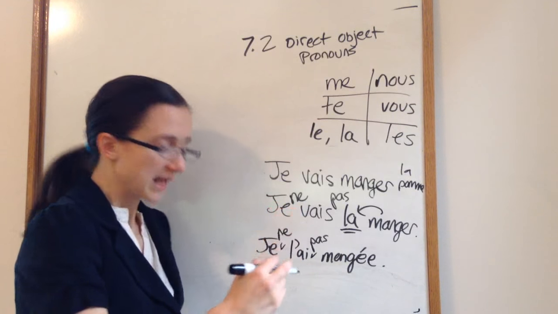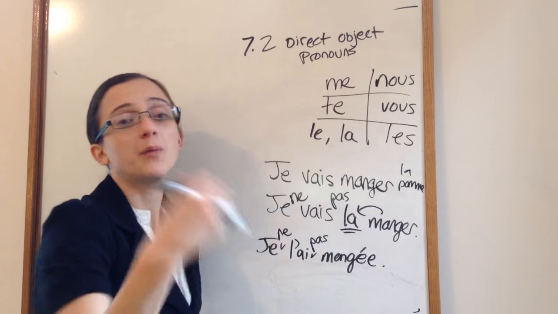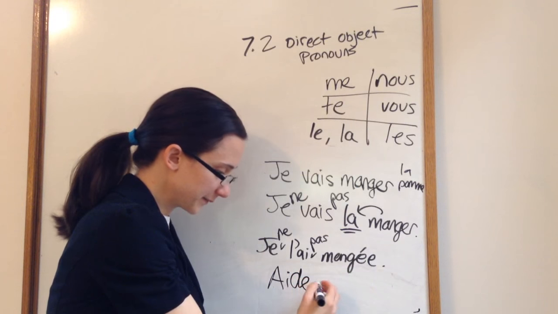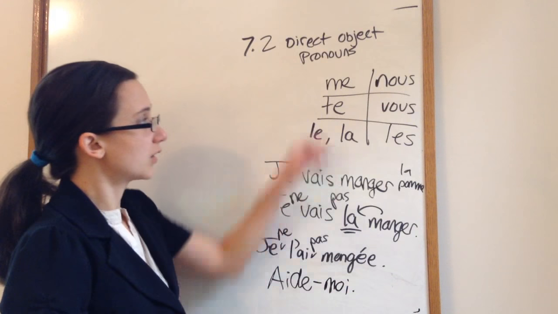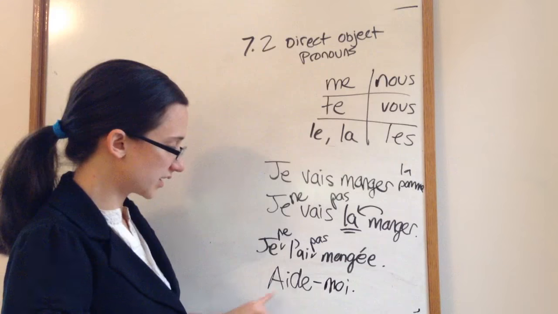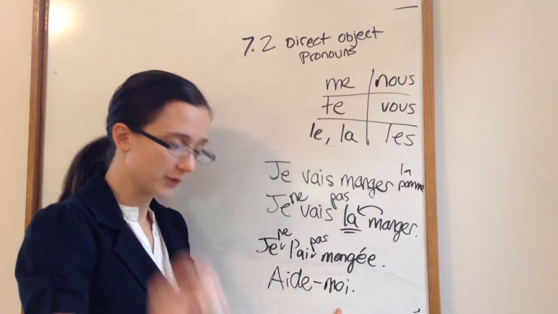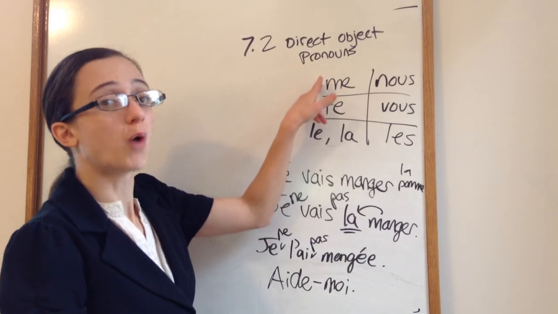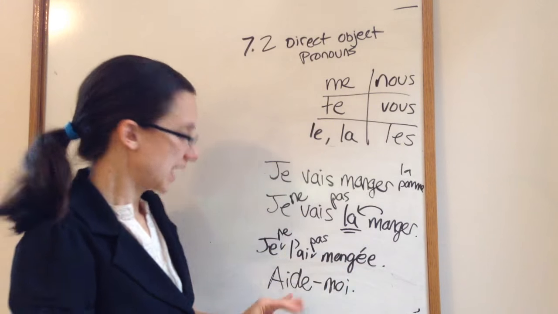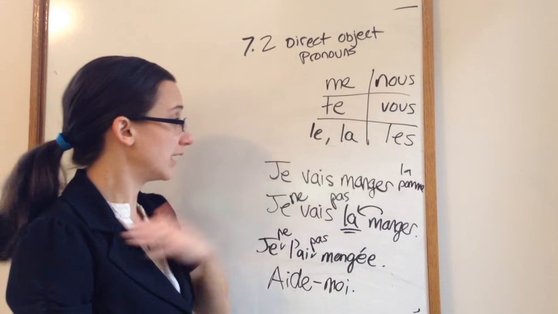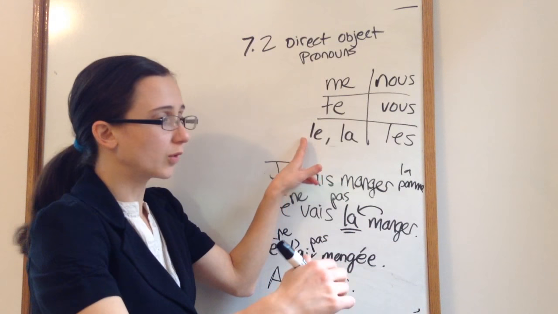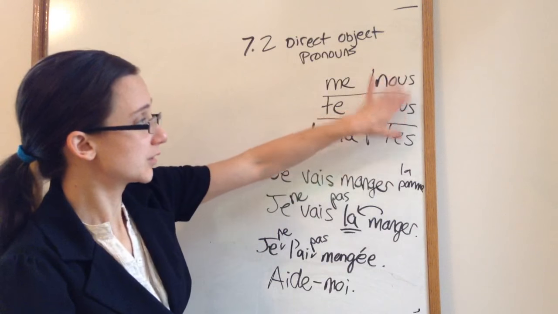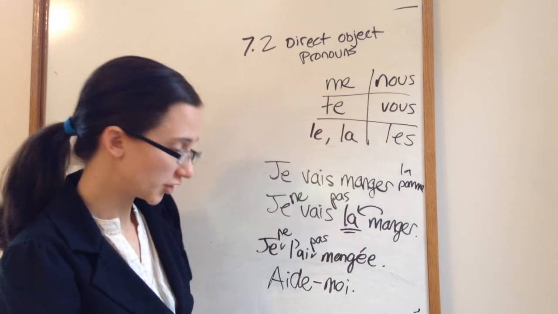Last two tiny little notes is when you're saying, for instance, help me. So remember me here. Help me. We have aide-moi. So our direct object pronoun needs to go after our verb this time. If you're saying to do something, it needs to go after the verb. And for me and te, you would use moi and toi. So like help yourself, aide-toi, help me, aide-moi, but then help it, or help him, aide-le, or aide-nous, help us. So the other ones wouldn't change.